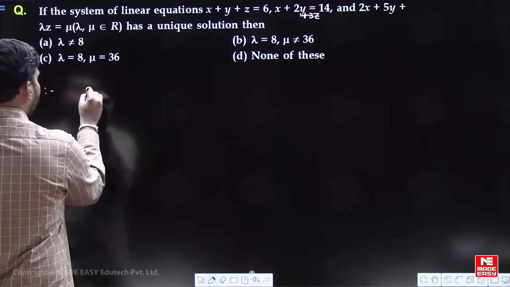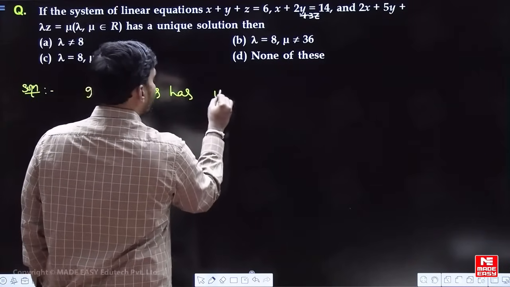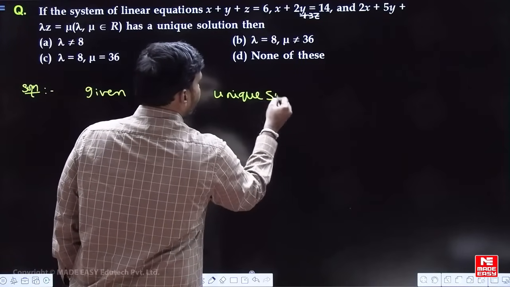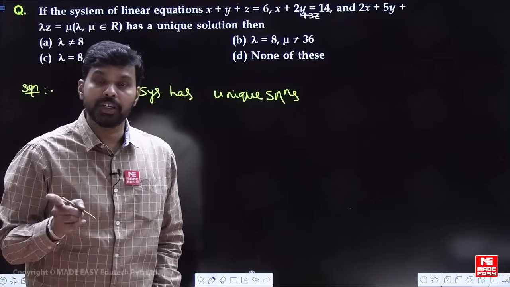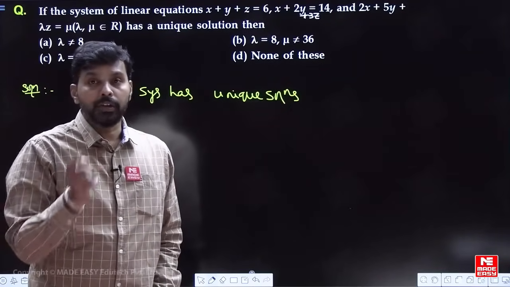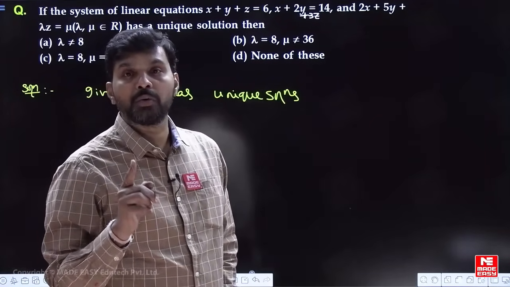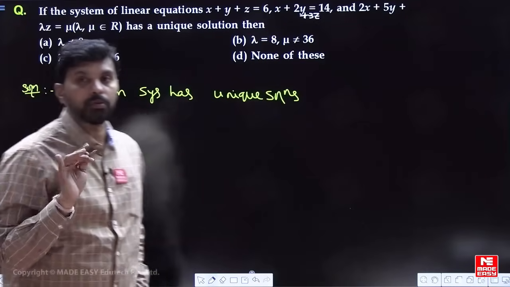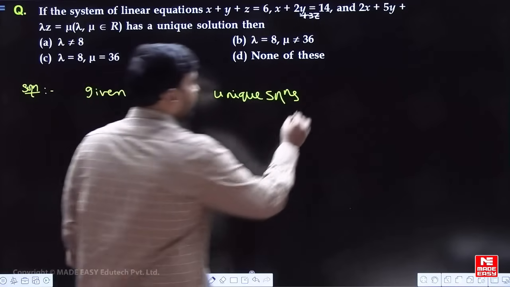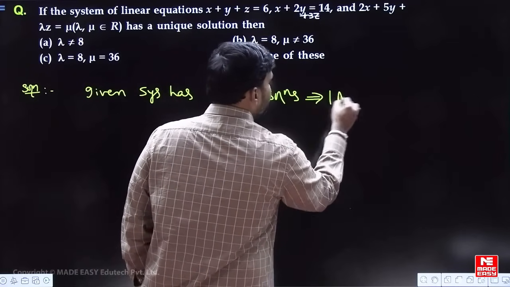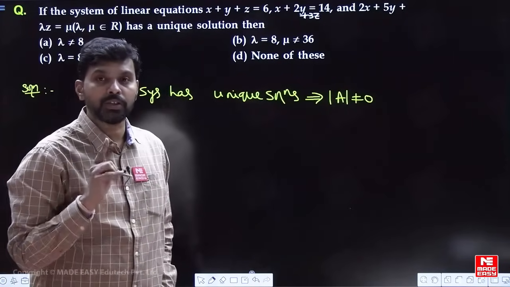Now the hint for this question is given. The system has a unique solution. Whether the system is homogeneous or non-homogeneous, it will have a unique solution if and only if the determinant of the coefficient matrix is not equal to 0. So this is the condition for a unique solution. Since this system has a unique solution, we can say very clearly that the determinant of A is not equal to 0 here.